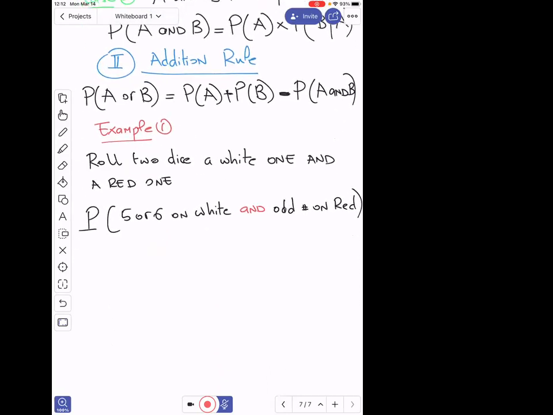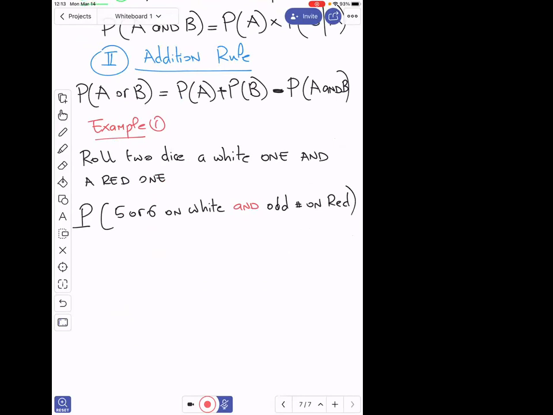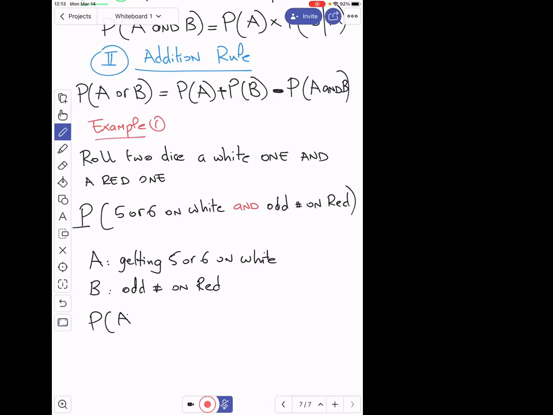Okay, so here, there are two events. The two events are separated by the word and. The event A is where you get 5 or 6 on the white die. And the event B is where you get an odd number on the red one. So we need to find the probability of A and B.